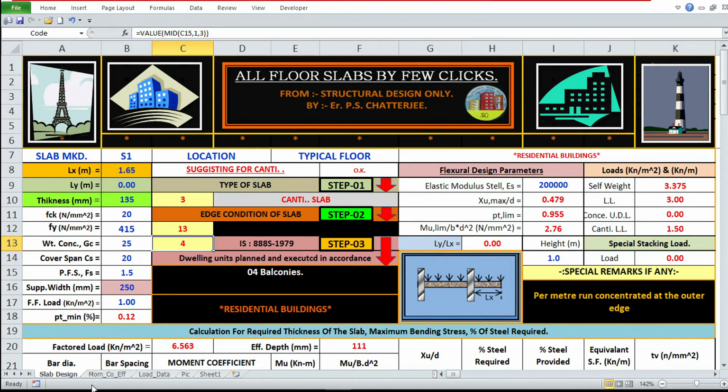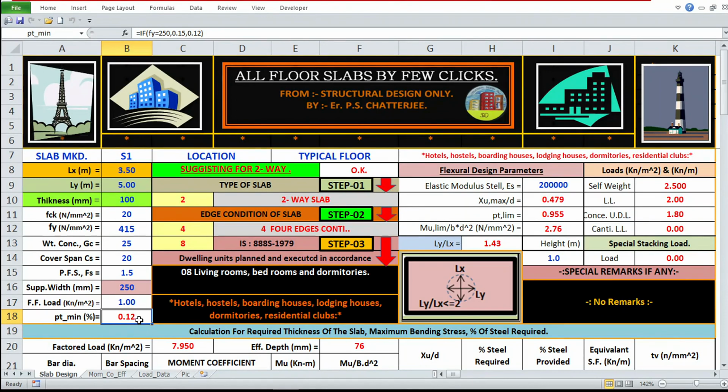I hope you enjoyed it. There will be a correction in my lecture. By mistake I have told PT minimum depends on fck, but actually it depends on fy.